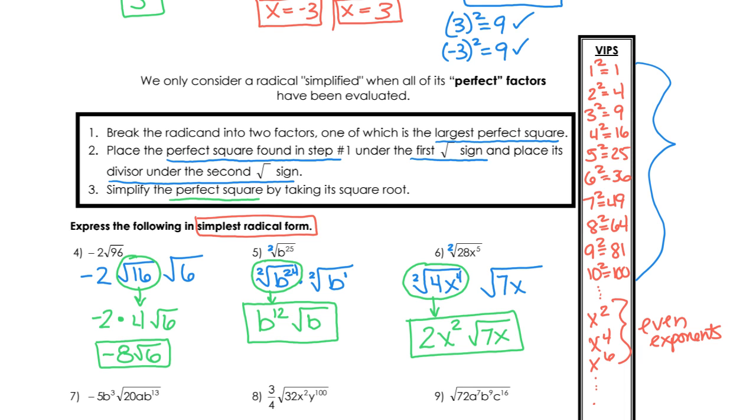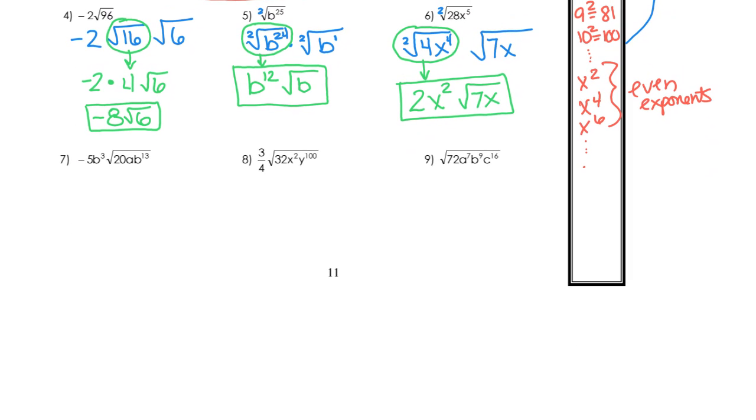I'll try a couple more so we get the hang of it, because this process is going to get repeated when the number in the crack changes to a 3. So in number 7, that negative 5b cubed stays for a little bit until we break this up. 20 is our number underneath there, and the square root of 20 is not perfect, so we find the largest perfect that goes into 20, which is 4. And the other number is 5, because 4 times 5 is 20.